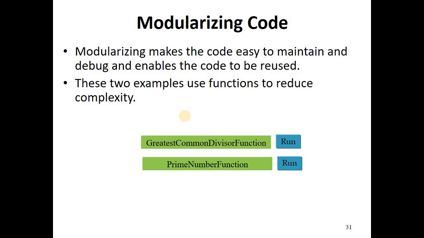Here we have two examples. Two programs that use functions, modules, to reduce complexity. The first one is a program that finds the greatest common divisor of two numbers. The greatest common divisor of two integers is the largest positive integer that divides each of the two integers.